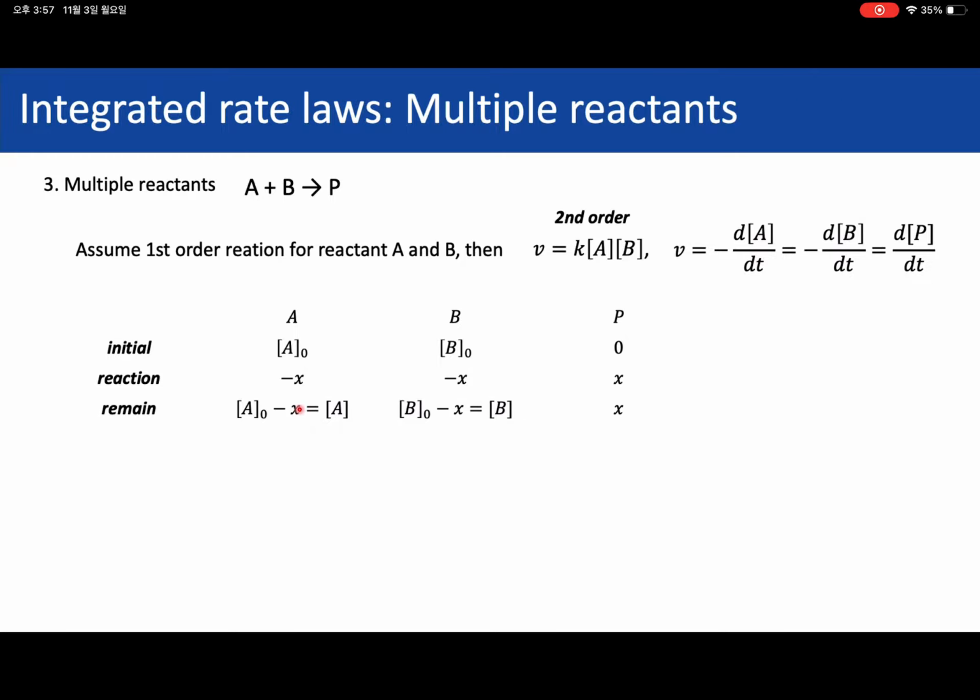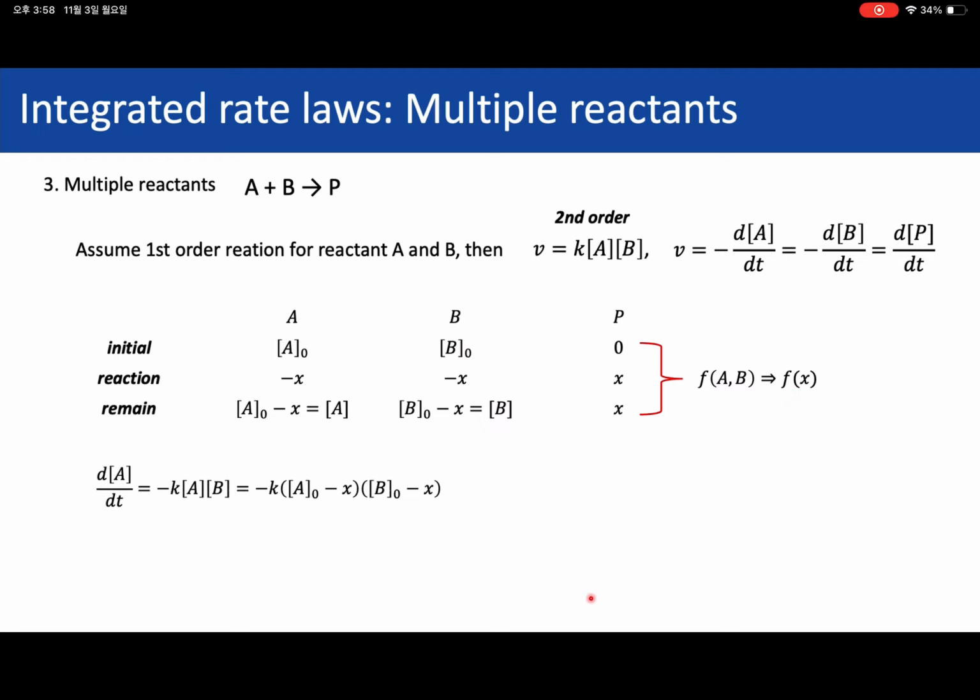Here I write it as X, but this X is a function of t because it's the amount reacted or the produced product after the time t. So this X is a function of time. Since A0 and B0 are constants, we can reduce this equation. We can express the concentration of A and B only in terms of X. So now we have a single variable.